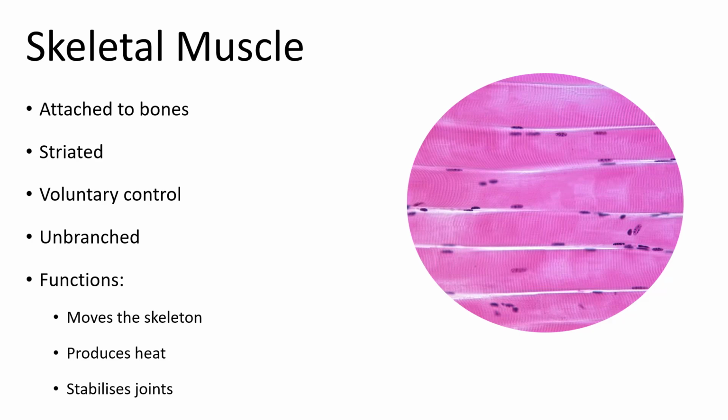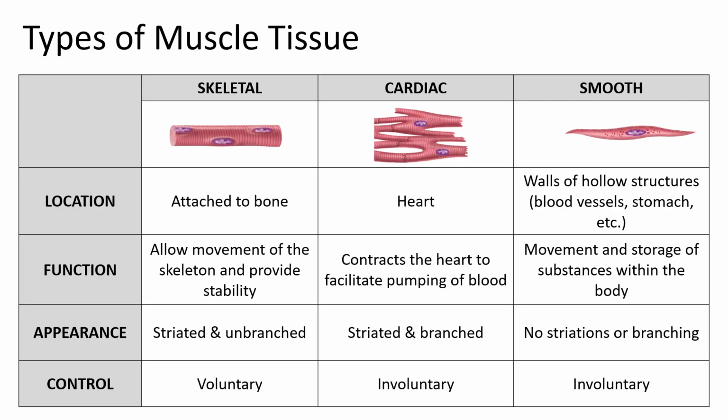The contraction of skeletal muscle also produces heat as a byproduct, which is why you tend to shiver when you're cold. This is just the body's attempt to produce heat and restore temperature back to homeostatic ranges. Finally, skeletal muscle provides stability for our joints. For example, there are several muscles around the shoulder joint which not only allow the joint to move, but also provide stability.